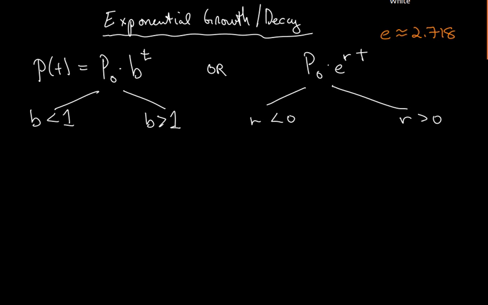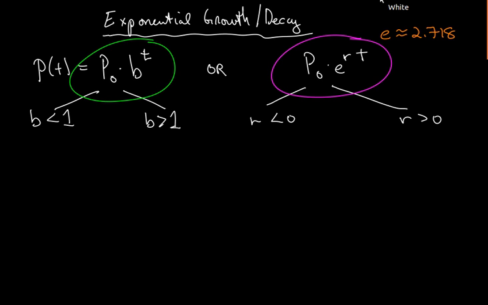In this video, we're going to go over exponential growth and decay. Remember that you can write exponential functions in one of two ways. You can write them either as p0 b to the t for some base b, or you can write them as p0 e to the rt for some number r. Now, for the function on the left, the number b is the one you have to keep track of.